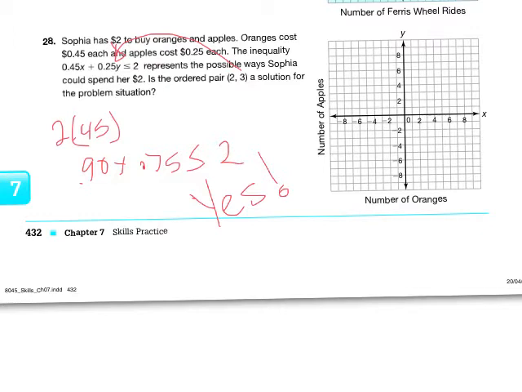It doesn't say graph it, but let's graph it. All right, so let's do our equation down here. So 45 cents, and I like to say 45 cents instead of 0.45. So we have to now rearrange the formula. We want y by itself.